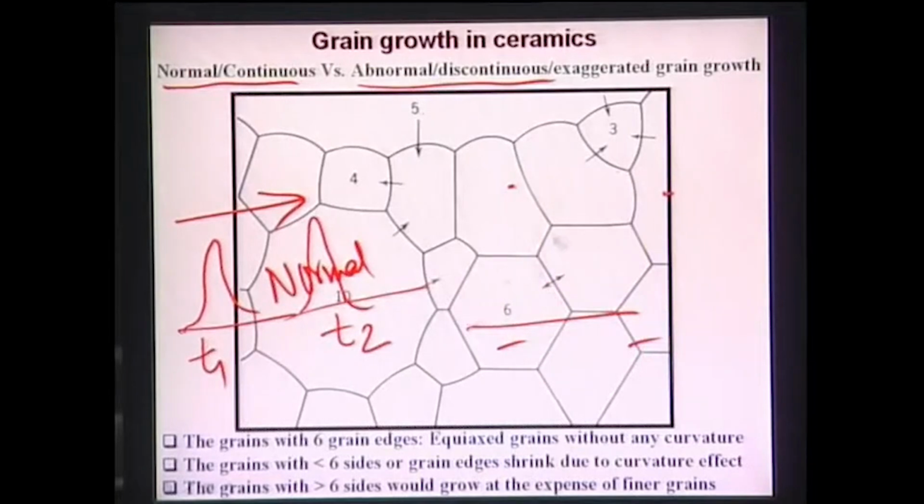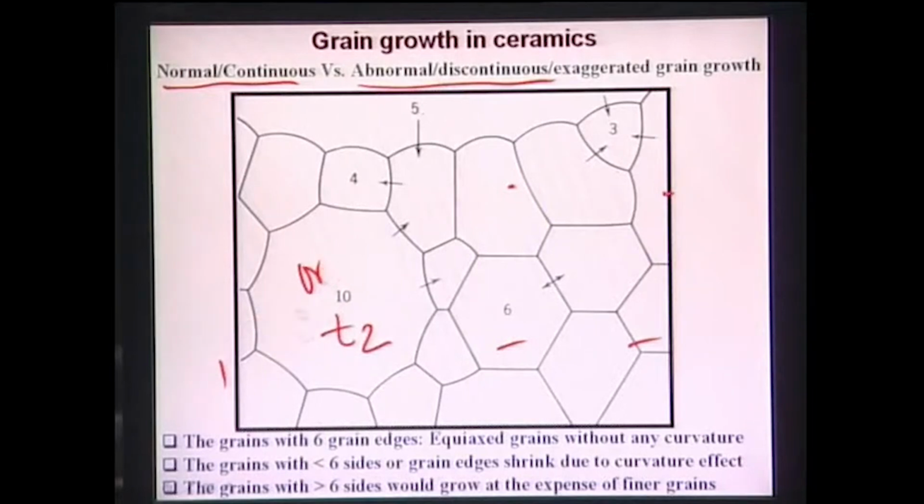The question is why do these grains grow with time, and what is the reason for this? The reason is very simple, and that again comes from basic geometry. Now if you look at this slide, you will realize immediately that the grains which have more than 6 grain edges will grow at the expense of the smaller grains. So here you can see there are a few grains which have 1, 2, 3, 4, 5. This is the grain 1, 2, 3, 4, 5. So this has grain edges 5. This is the grain which has 6 grain edges.